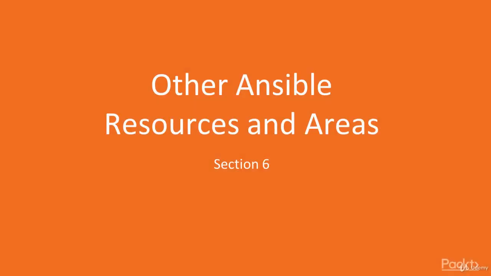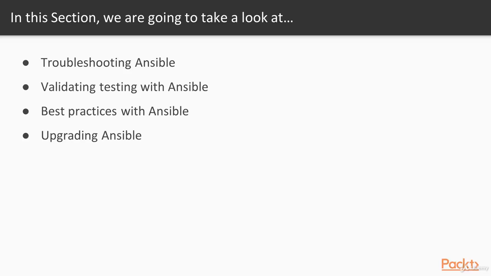Hello and welcome to the sixth section of this course, Other Ansible Resources and Areas. In this section, we're going to take a look at Troubleshooting Ansible, how we can troubleshoot the underlying SSH connectivity, and also how we can troubleshoot the execution of Ansible. We're going to look at how we can validate a particular Ansible version through the use of the testing framework that is part of the Ansible source code. We'll be discussing the best practices, and finally, we'll look into how we can upgrade Ansible.